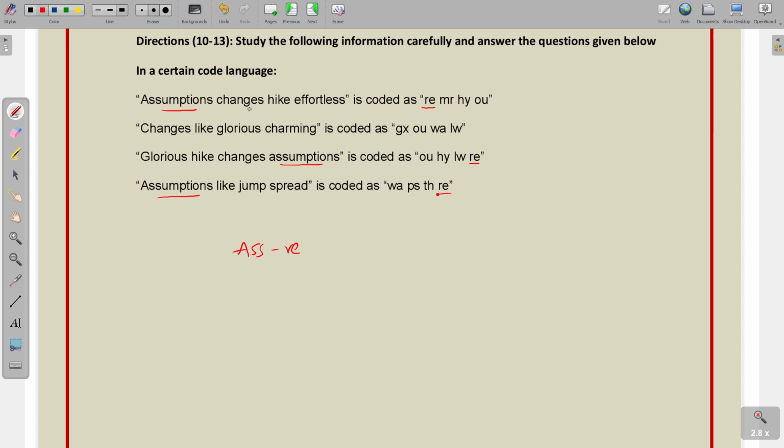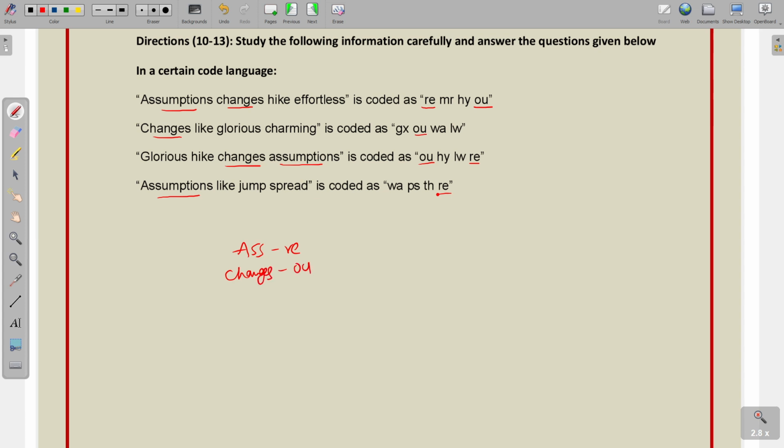And next, changes here, changes here and changes here. First, second and third sentence. So changes is in the first, second and third sentences. So what is the code for changes?